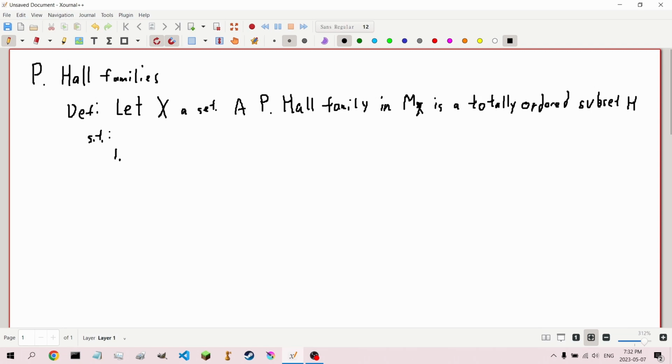first off, we have that X as a set is contained within H. Two, for two elements in H, if one's shorter than the other, then that one is less than the other. Three.